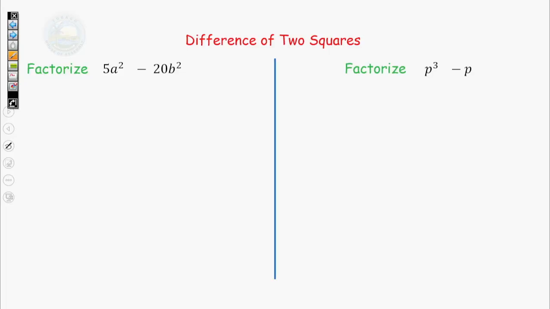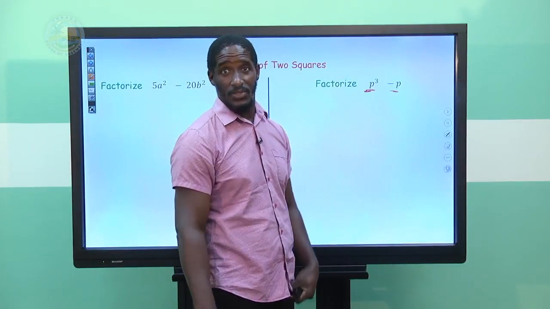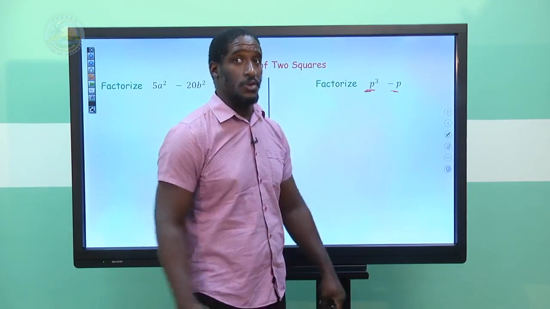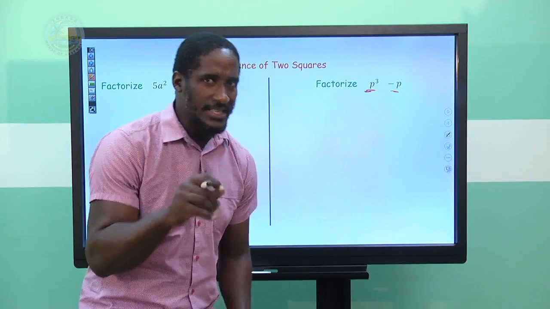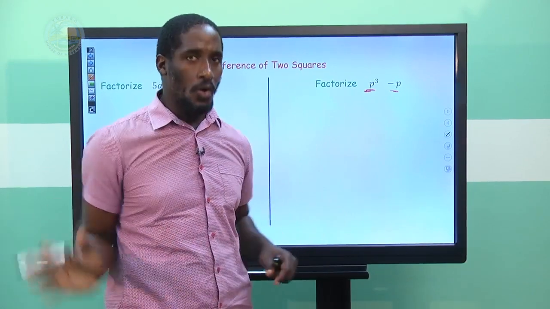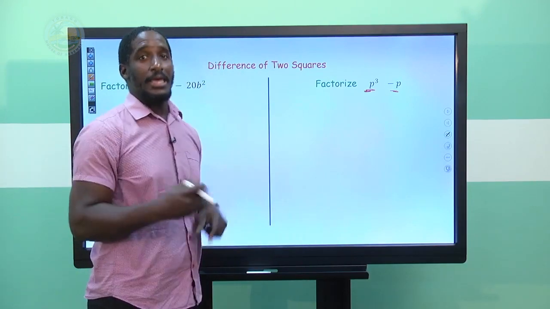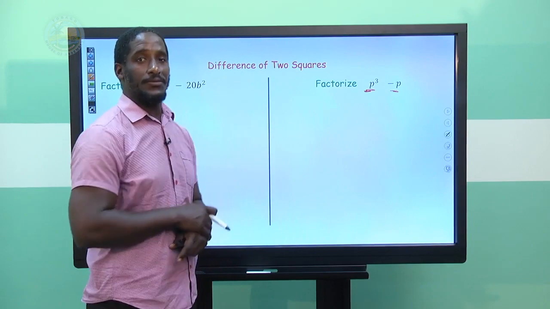Factorize p cubed minus p. Is this a case of difference of 2 squares? Of course, it doesn't seem that way. This is p cubed, and this is p. Do you know of any term that you can square to give you p? Or of any term you can square to give you p cubed? I don't know of any, but I know that the first thing we said when factorizing, we are supposed to look across the expression and determine if a common factor exists. If a common factor exists, then we have to factor it out.